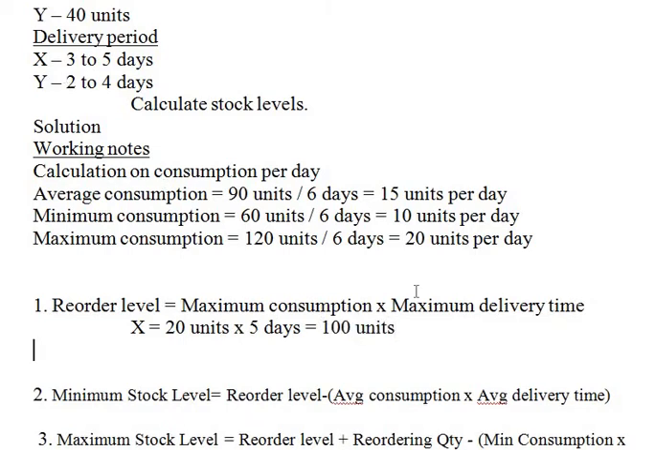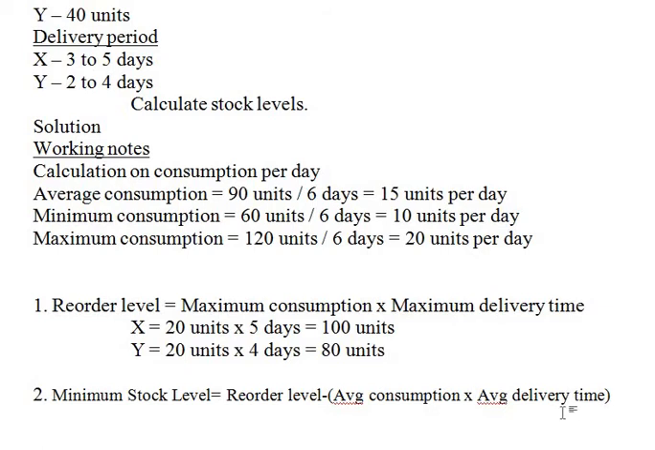Next we need to calculate the same thing for Y. Maximum consumption is again 20 units into, for Y, maximum days is how much? 4 days. Now calculate this. You will get 80 units. Yes. Now next we need to calculate minimum stock level.